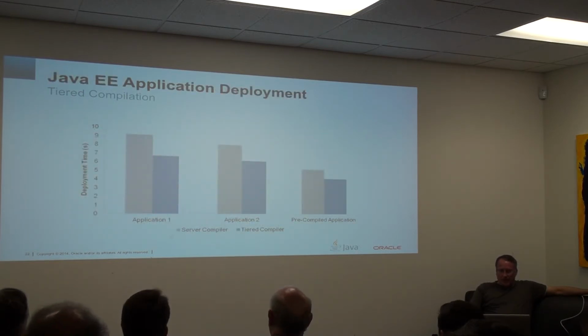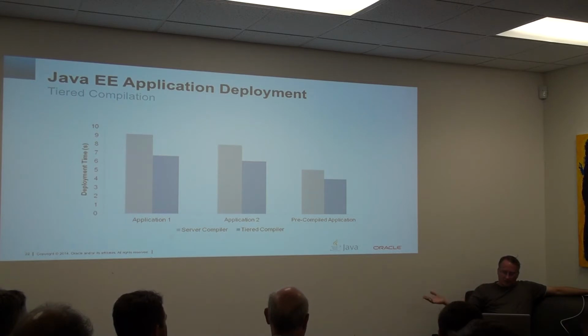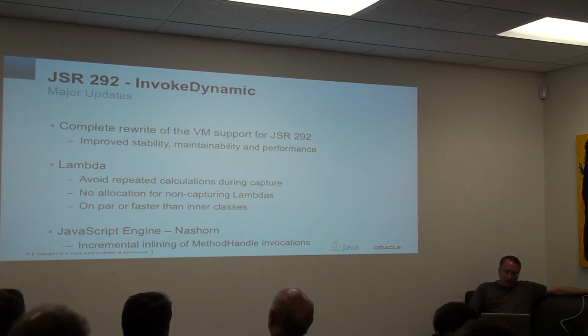This is just an example. I'm not sure where this example came from, so I can't explain it too much, but it looks really good. They're taking an application, I don't know which application server, deploying it to the server, and they have the server running with the client compiler and the server compiler. You can think about this really as a dev time operation where you're deploying apps in an iterative fashion. If you look at the gray, they're using the server compiler, showing how long it used to take. And now with the tiered compiler, the applications are actually faster to deploy. The thing that gets me about this one is there's no run step here, just deployment. But anyway, invoke dynamic.